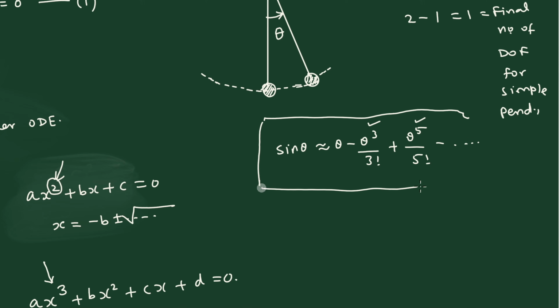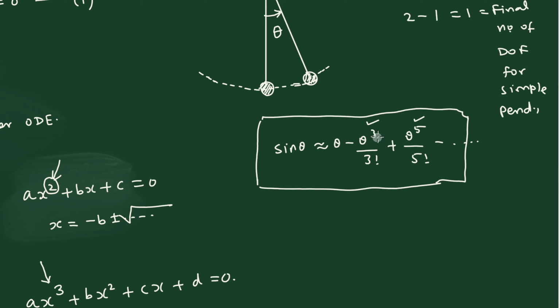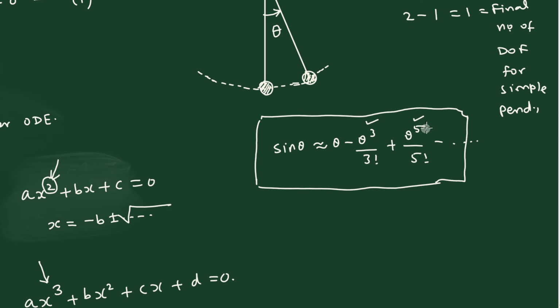So this is the power series representation for sine theta. Here what happens is there is a theta to the power 3, theta to the power 5 is there.